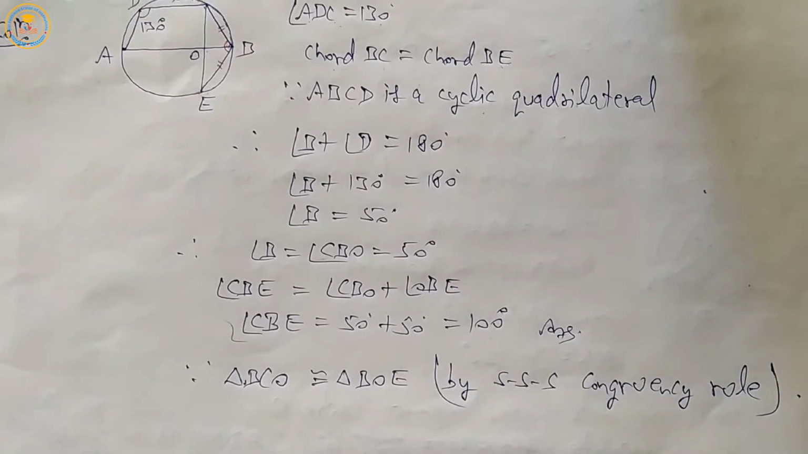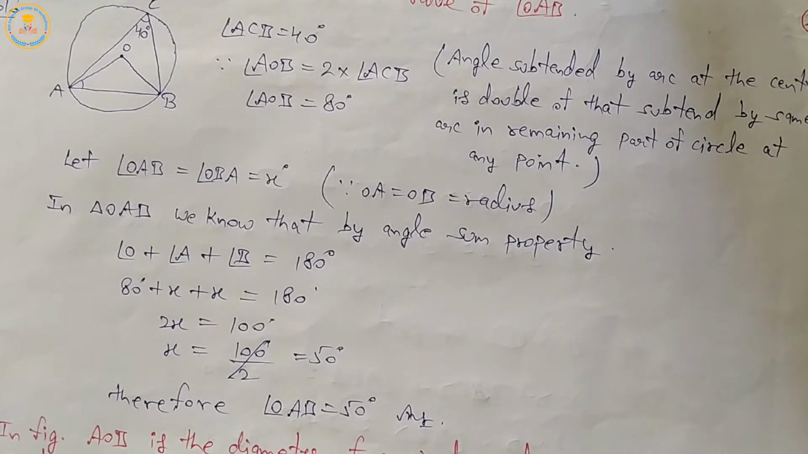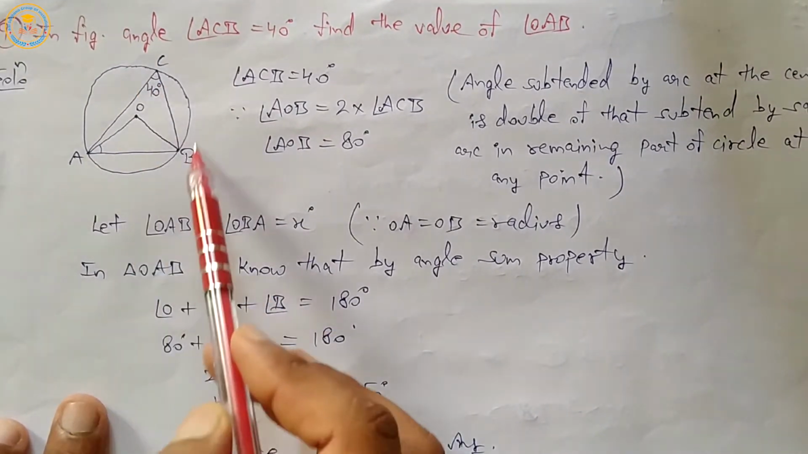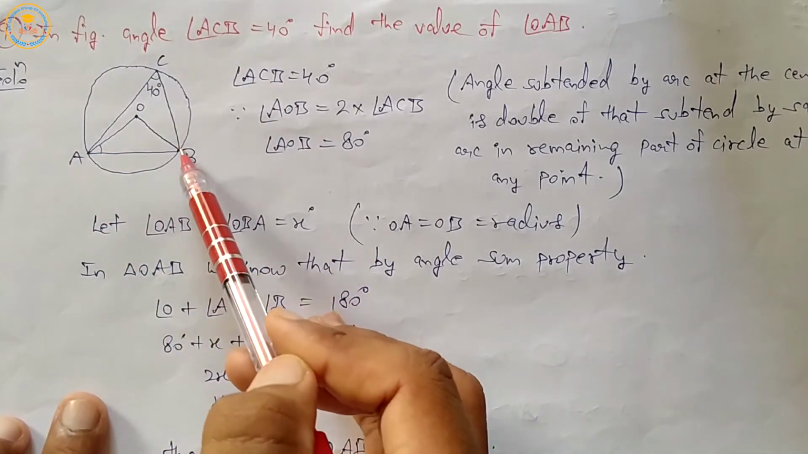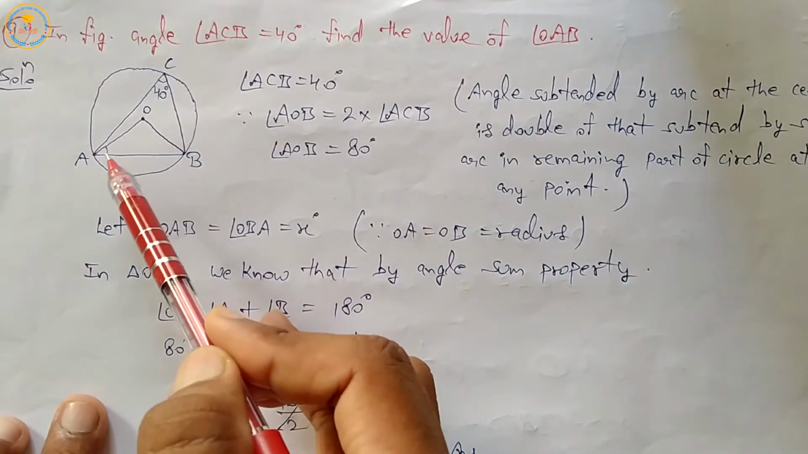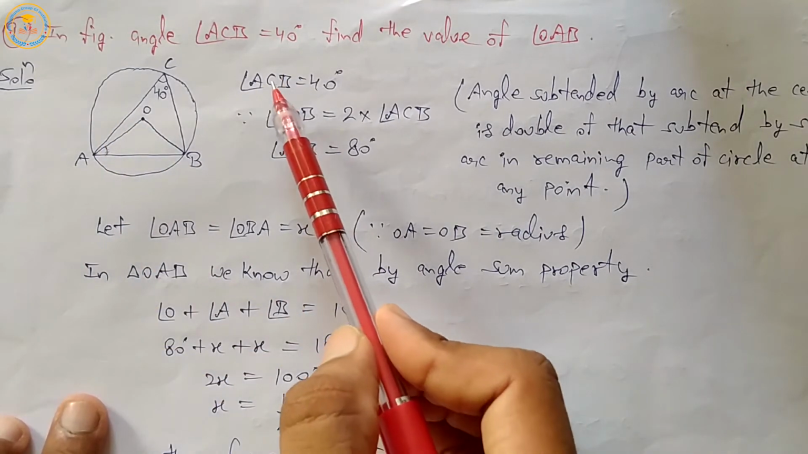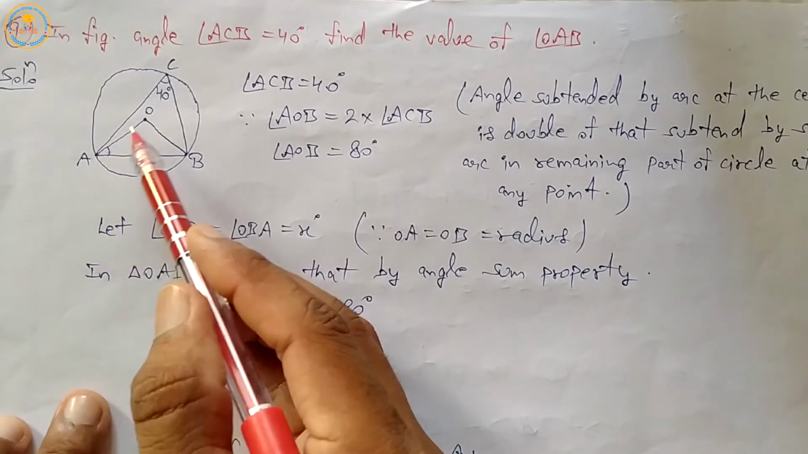Okay, next question. Question number 9. In the figure, angle ACB is given as 40 degrees. Find the value of OAB, meaning this angle. Okay, now ACB equals 40 degrees. Now angle AOB.